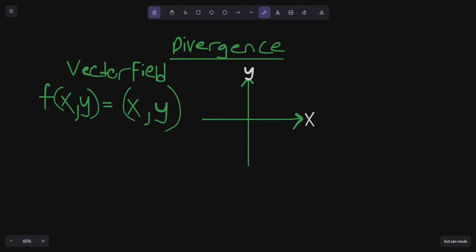Hello guys, today we're going to be talking about divergence. But first, we got to explain the concept of a vector field. A vector field is basically a function that maps any coordinate on this coordinate plane to a specific vector.